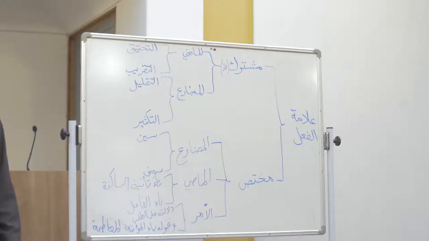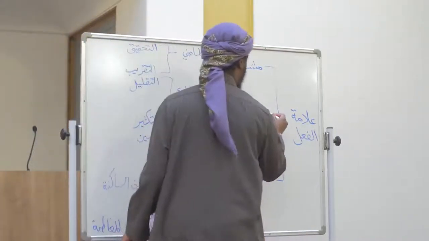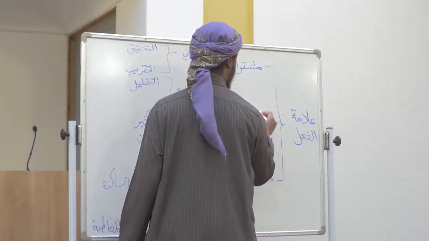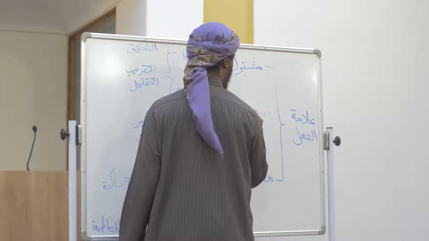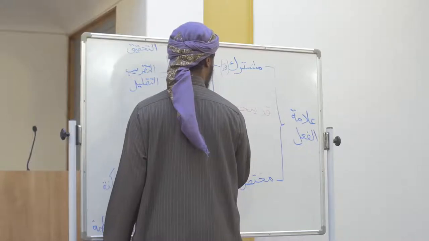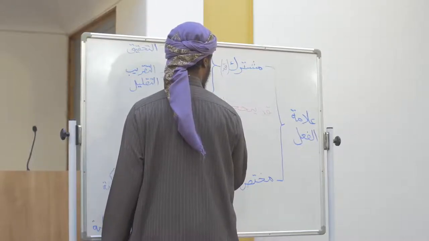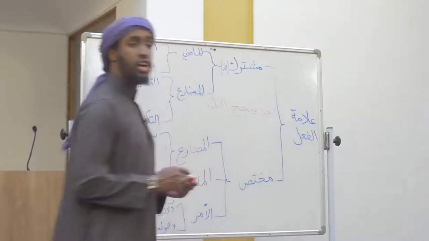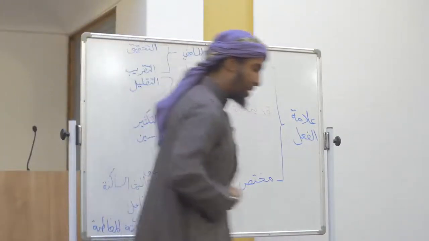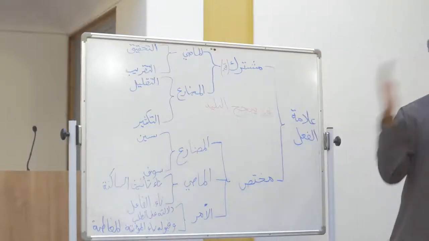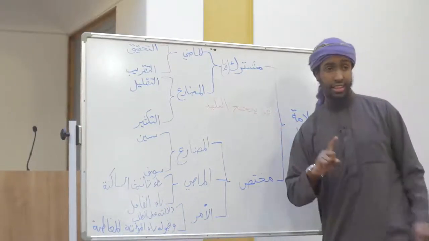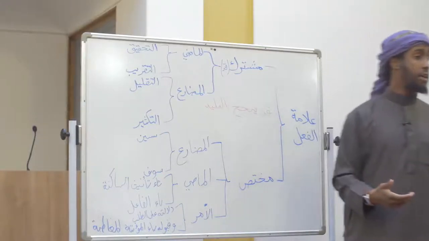What meanings did we say that the mudari' shows? At-taqlil and at-takthir, right? Let's show the meaning which is at-taqlil. For example, when you say qad yanjahu al-balid, قَدْ يَنْجَحُ الْبَلِيدُ. The balid is the dumb one, the thick-headed one who can't learn. So here what you said is, he may pass, the dumb one.